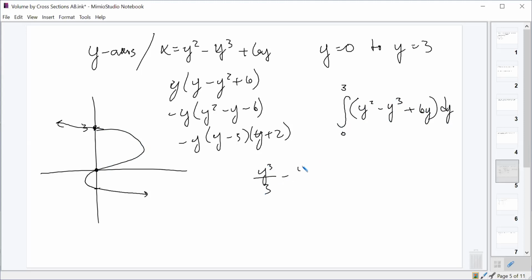So we got y cubed over 3 minus y to the 4th over 4 plus, what is that, 6? Well, I guess we could simplify that down. 6y squared over 2 will just be 3y squared from 0 to 3. And what does that give us? It gives us 27 over 3, which is 9, minus 81/4 plus 27, minus all the rest of that 0. And 36, what's 36 times 4? 144, right? 144 minus 81, what's that? 63?